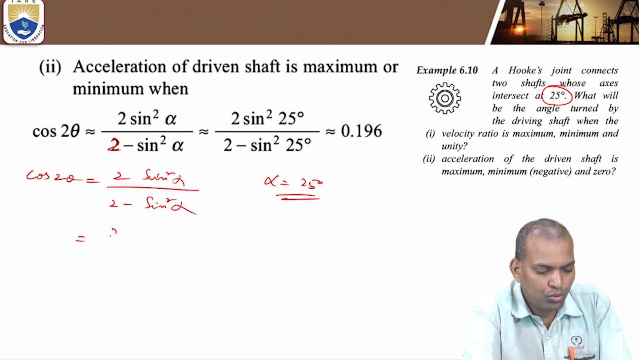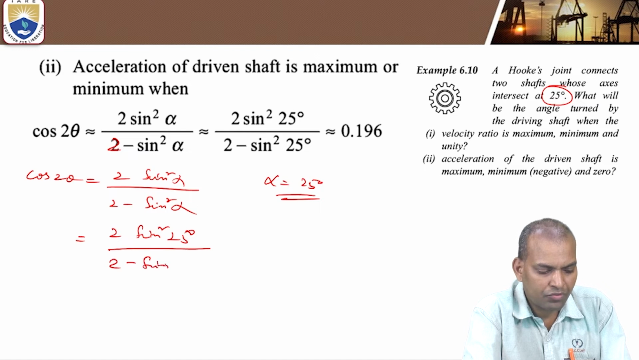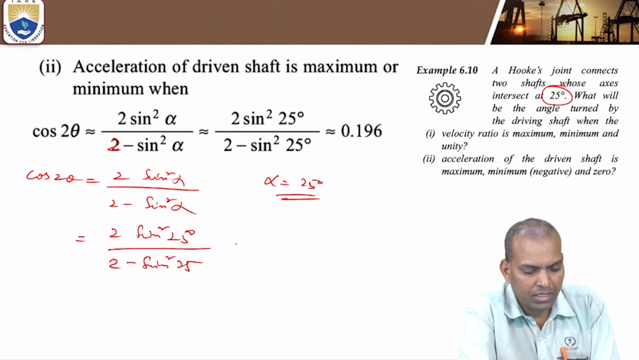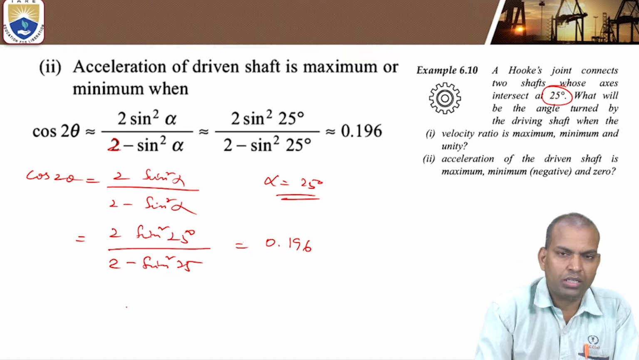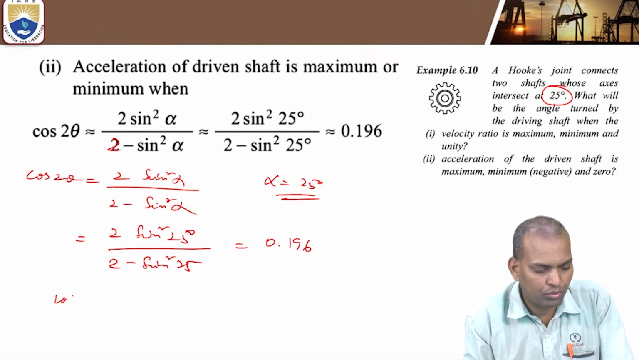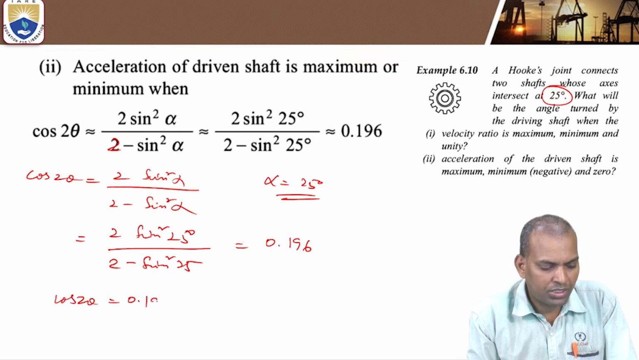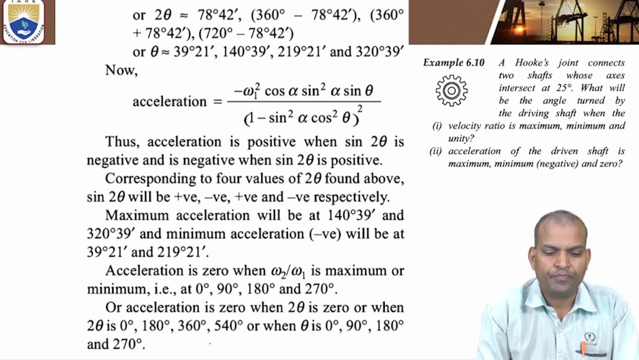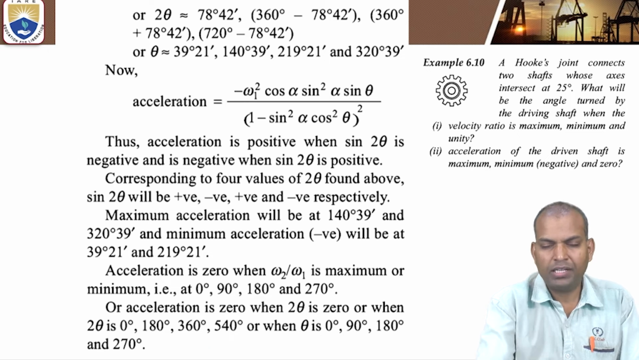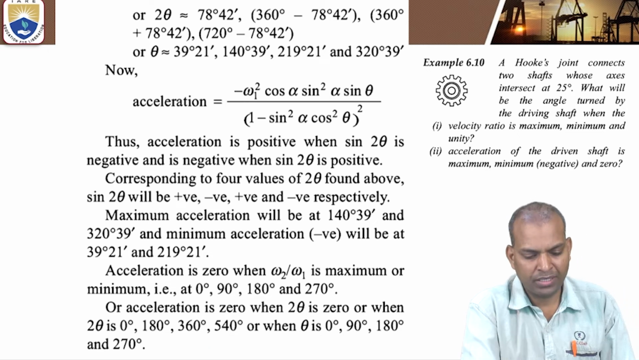Now 2 times sin square, what is the alpha? 25 degree. 2 minus sin square alpha, that is 25. That is equal to 0.196. Now cos 2 theta equal to 0.196. Then 2 theta equal to cos inverse of 0.196. Thus you calculate various angles.